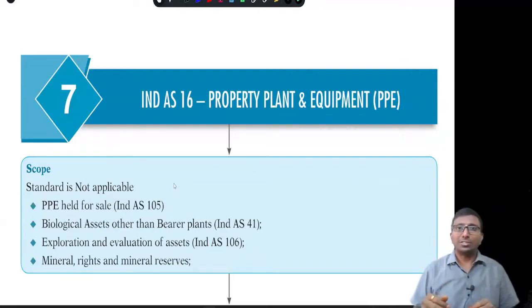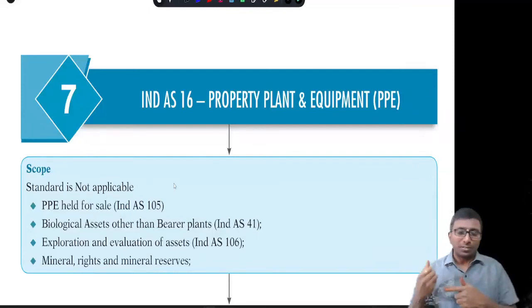Let's look at Ind AS 16, property, plant and equipment. There are no great differences between Accounting Standard 10 and Ind AS 16. Regarding the scope, the standard is not applicable for PPE which is held for sale, obviously because there is a separate standard, that is Ind AS 105. Next, it is not applicable for biological assets other than bearer plants. A biological asset is a living animal or living plant, which is dealt with by Ind AS 41. Other than bearer plants, it means for bearer plants it is applicable.